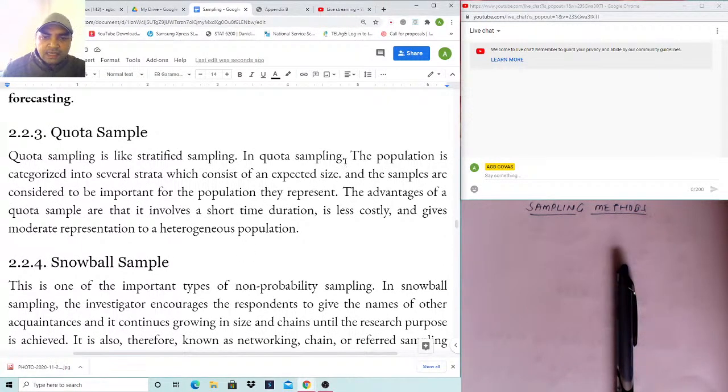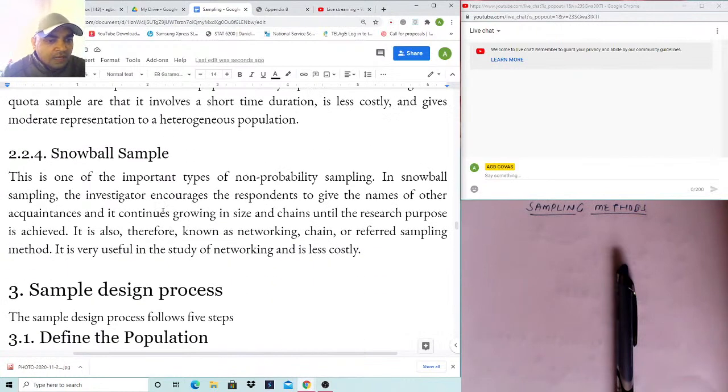Okay? In quota sampling, the population is first categorized into several strata, which consist of an expected size, and the samples are considered to be important for the population they represent. The advantages of quota sampling are that it involves a short time duration, is less costly, and gives moderate representation of a heterogeneous population. Of course, strata are made, but out of that, we select the sample which we think represents the population or that is true. Okay. So, as per our judgment, we do this.